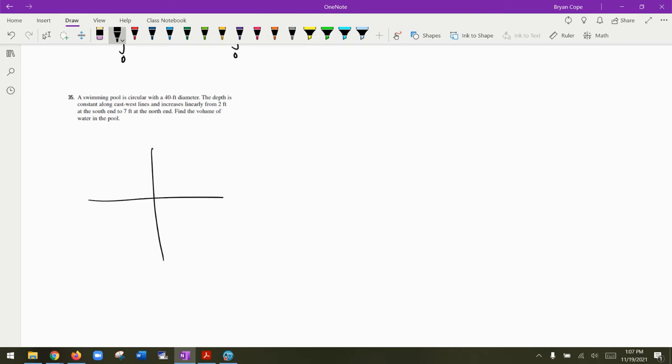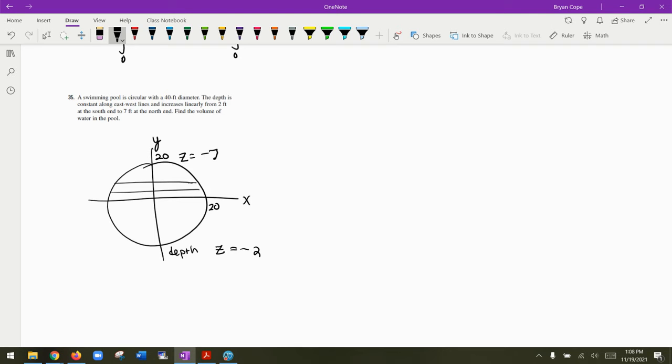Okay, so let's draw the overhead view of the pool where we have a 20-foot radius. Now the depth is constant this way, but it increases from 2 feet at the south end. So the depth here is z equals -2 at that point, but here z equals -4. We're going to try to find the volume.